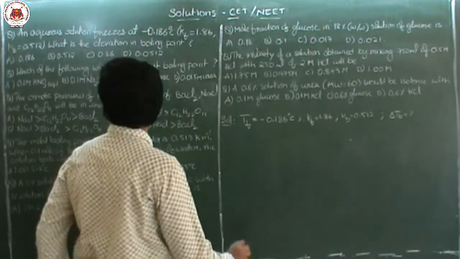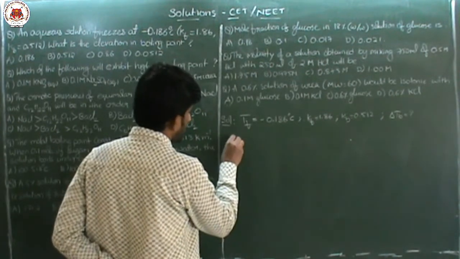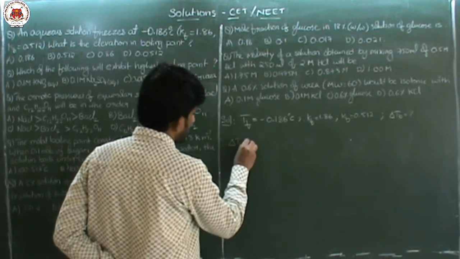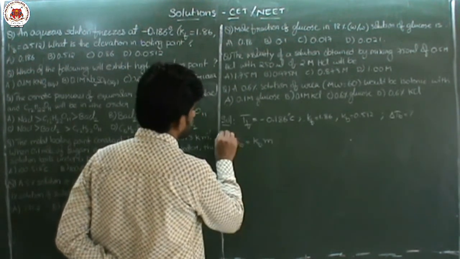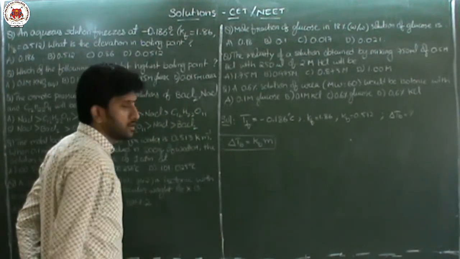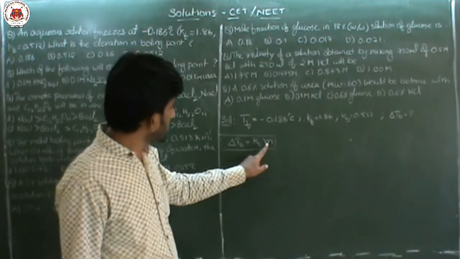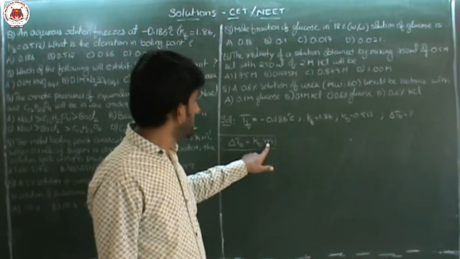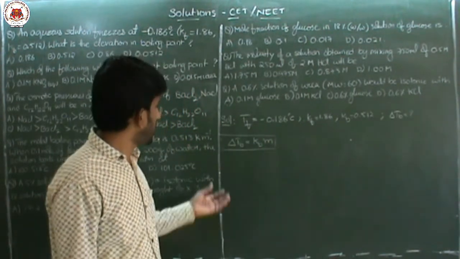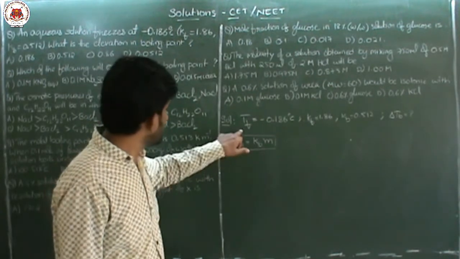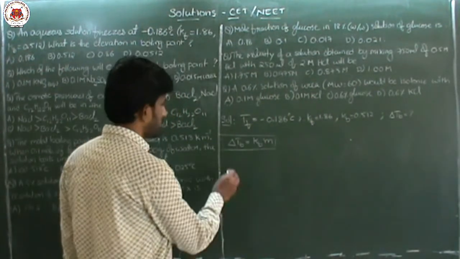Okay, so first of all, to calculate delta Tb, delta Tb is equal to Kb into molarity. To calculate delta Tb, you need to have the Kb value and also the molarity value. But molarity is not mentioned in this question. So how to get molarity? By using Tf and Kf, you can calculate molarity with this formula.